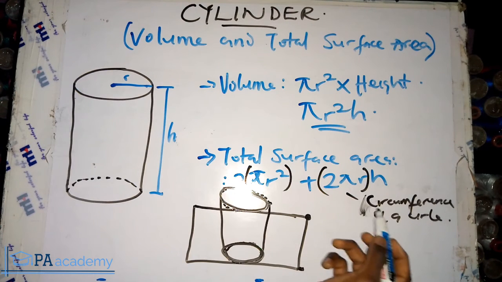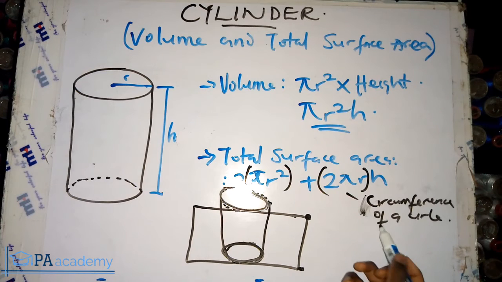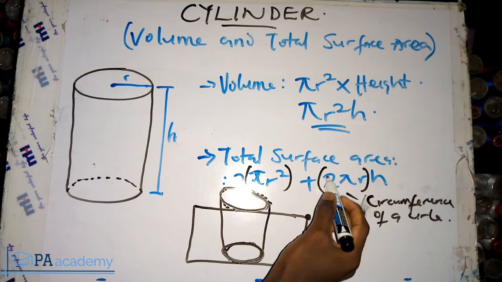Instead of that, we use the formula for the circumference of a circle. That's why we have 2 pi r.